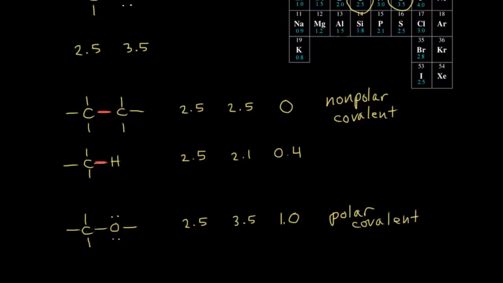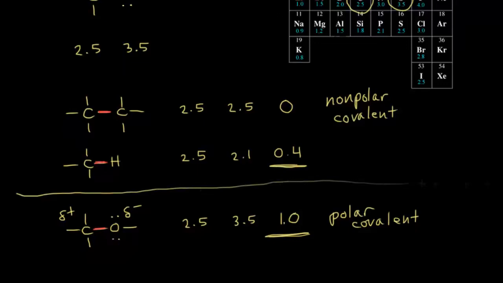So when we think about the electrons in red, they are pulled closer to the oxygen, giving the oxygen a partial negative charge. And since electron density is moving away, the carbon gets a partial positive charge. And so we can see that if your difference in electronegativity is 1, it's considered to be a polar covalent bond. And if your difference in electronegativity is 0.4, that's considered to be a nonpolar covalent bond. So somewhere in between there must be the difference between a nonpolar covalent bond and a polar covalent bond.